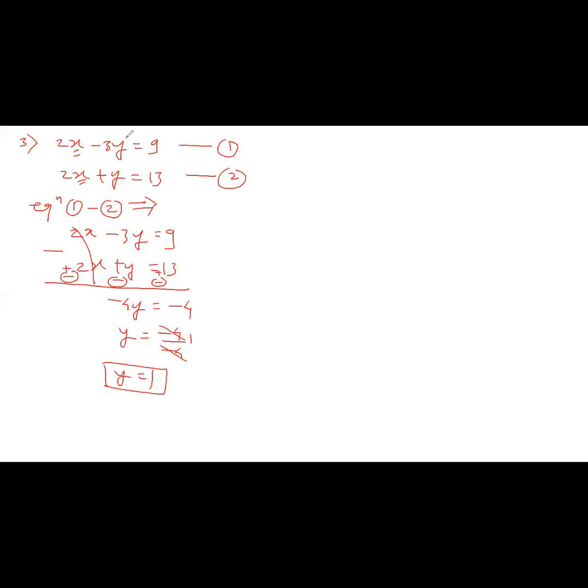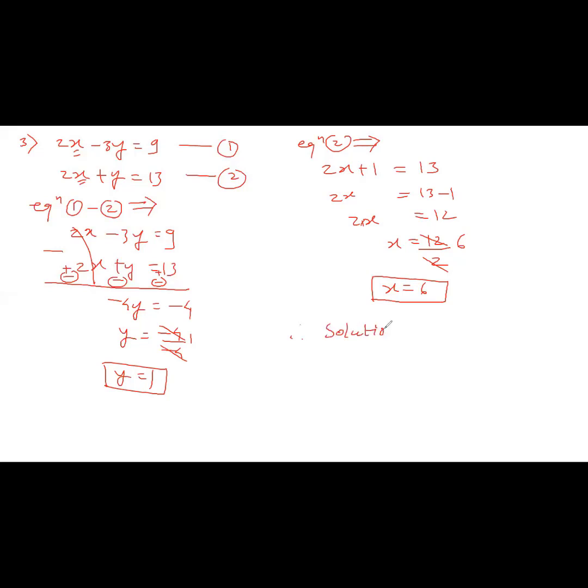Now put y equals to 1 in any of the equation. I'm going to put this value in equation 2. Equation 2 becomes 2x plus y, y is 1, equals to 13, and plus 1, here it comes minus 1. 13 minus 1 becomes 12. So 2x as it is here. Now to multiply, here it comes divide. 12 upon 2, that is 6. We got x equals to 6. Okay. So therefore, solution xy is 6, 1. In this way, we have solved third problem.